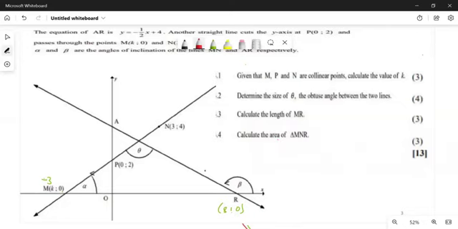Since we're looking for the area of M, N, and R, and because we don't have a 90 degrees, you propose that we construct a 90 degrees. We construct this line such that it's parallel to the y-axis. If it's parallel to the y-axis, it means x is going to be the same here.